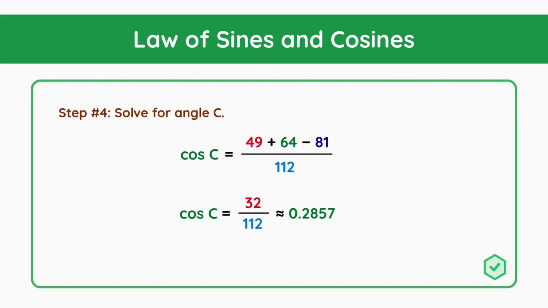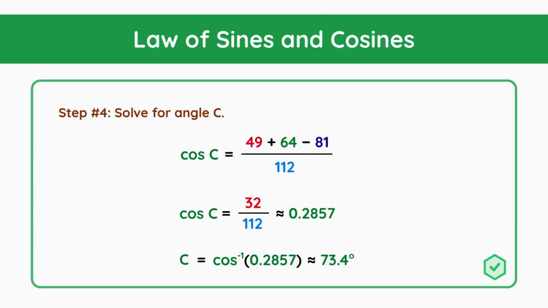Take the inverse cosine, cosine inverse. C equals inverse cosine of 0.2857, which is approximately 73.4 degrees. So the missing angle C is approximately 73.4 degrees.